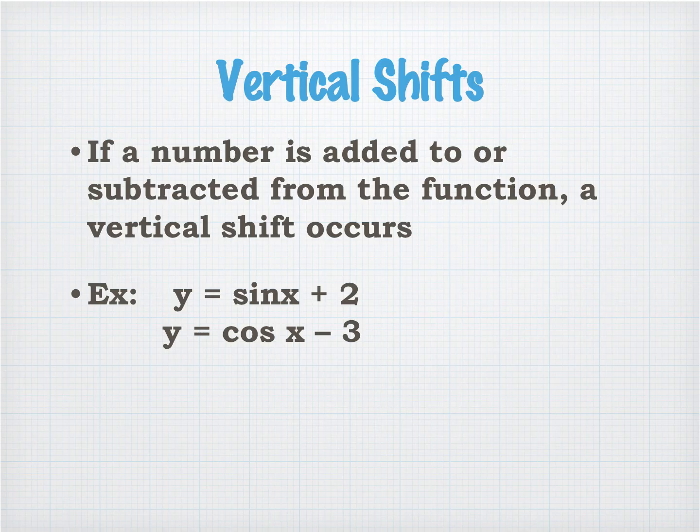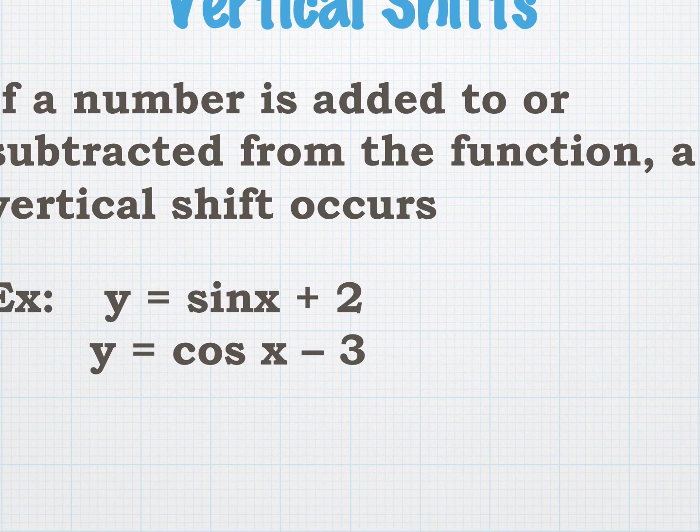Okay, so let's continue. Let's do vertical shifts. Just like any other vertical shifts that you learned in this class, if a number is added or subtracted to the function, then you get a vertical shift. If you have plus a number, it's going to go up. If you have minus a number, it's going to go down. How I would do these is I would first graph what the original function would look like and then translate the key points that you plotted.